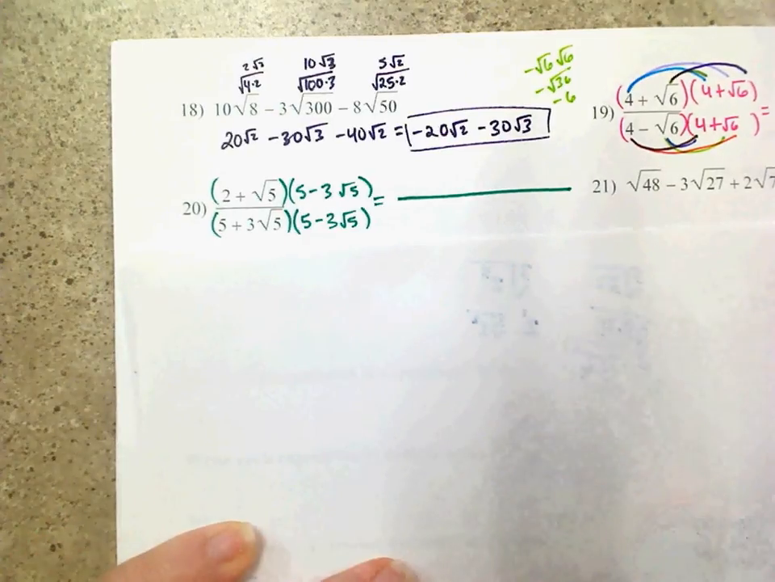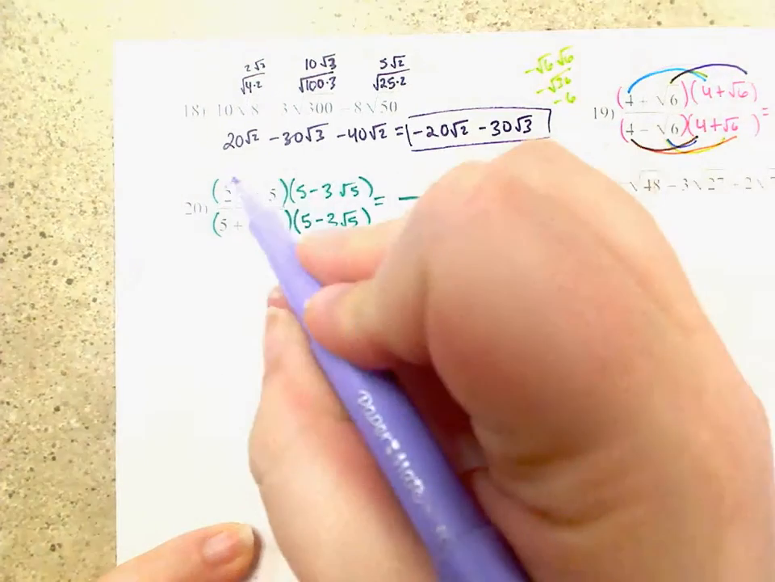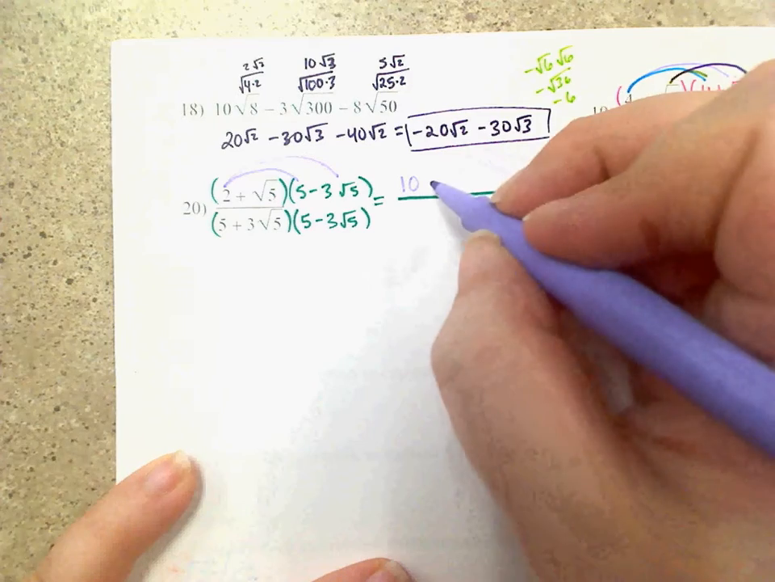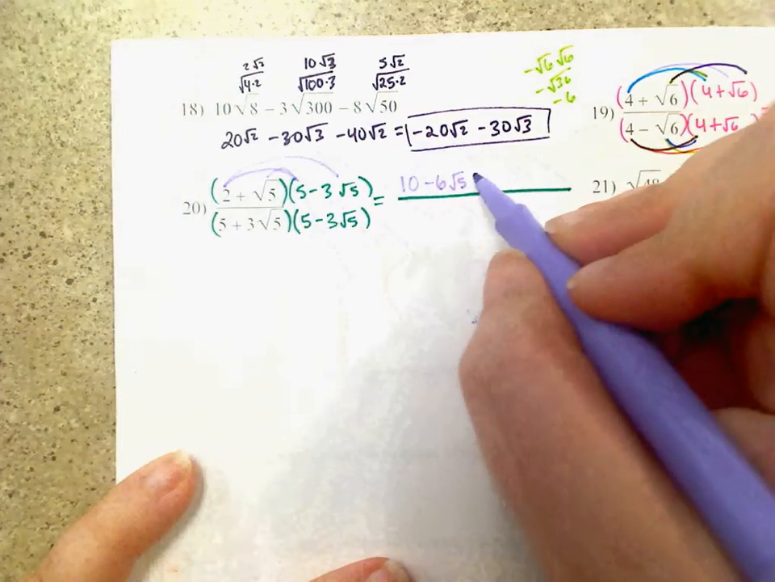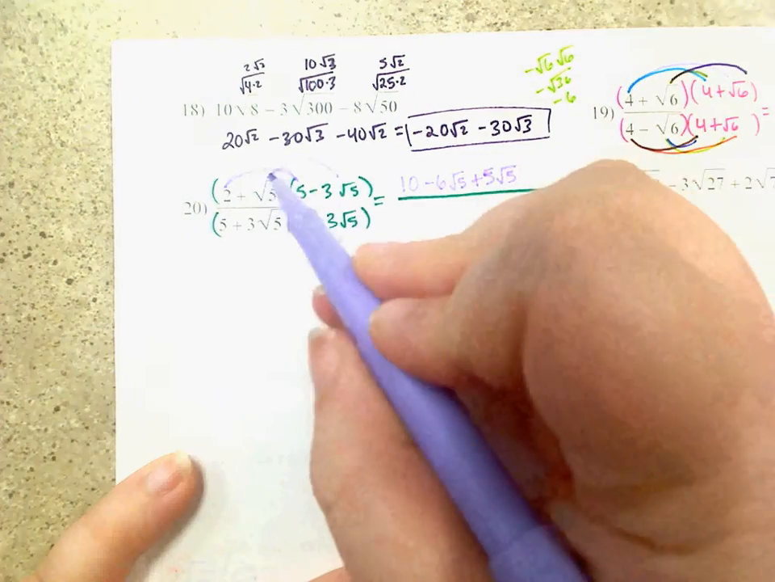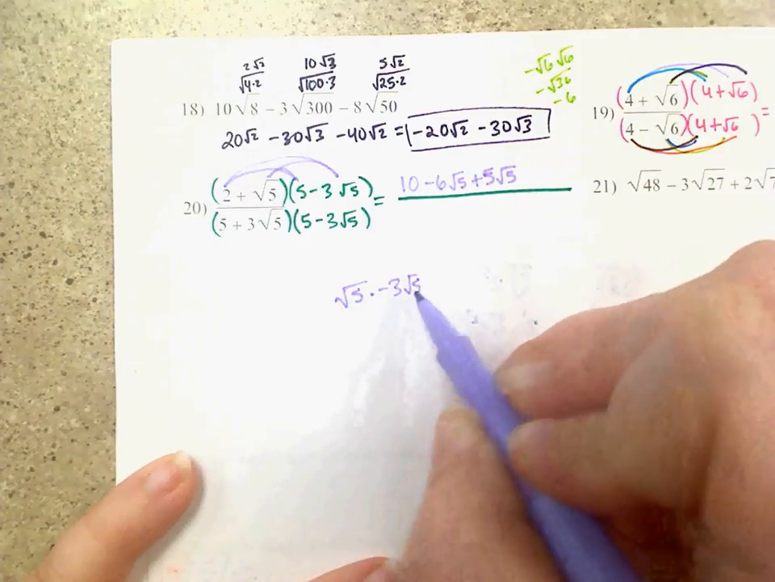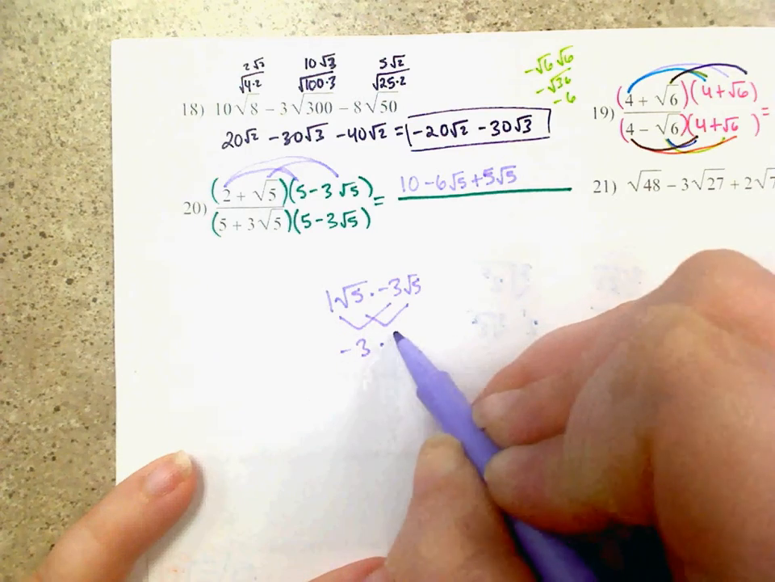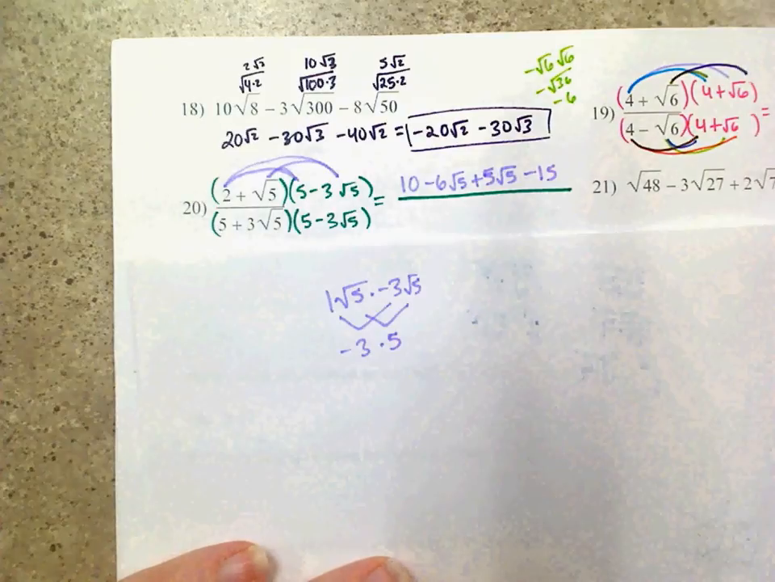So first I'm going to distribute the 2 in the numerator. So I've got 2 times 5 is 10. 2 times a negative 3 square roots of 5 is a negative 6 square roots of 5. Square root of 5 times 5 is just 5 square roots of 5. And then square root of 5 times negative 3 square roots of 5 is just like 1 times negative 3. And then square root of 5 times square root of 5 is 5. So that is negative 15. So we'll just multiply that out.